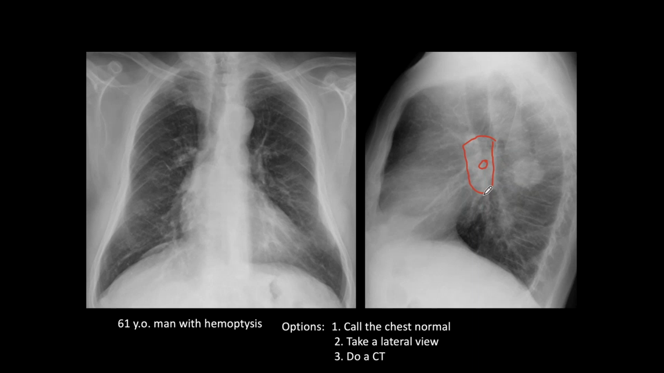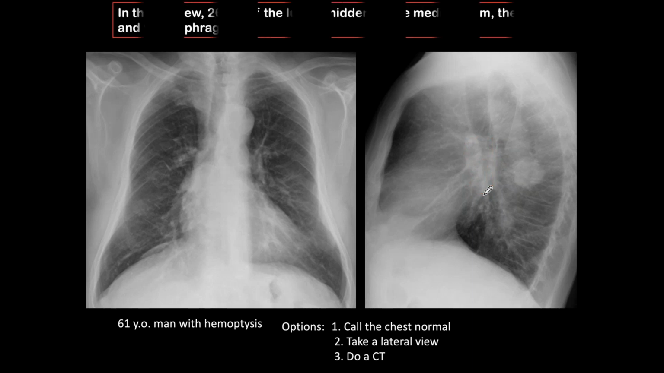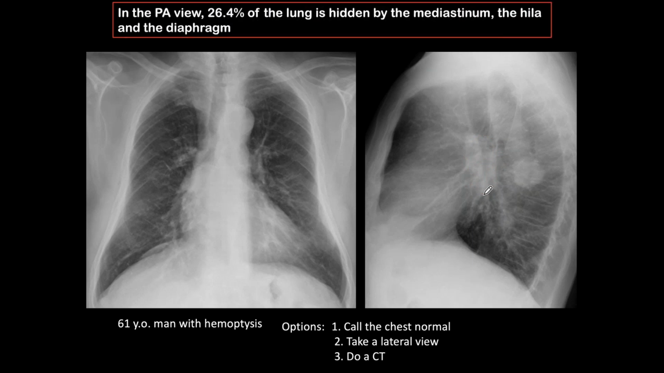I'm showing this case to emphasize that in the PA film, about 26.4% of the lung is hidden by the mediastinum, the hilar, and the diaphragm, in this area, more or less, in pink. So if you take only a PA view and you don't take a lateral, you are going to miss a little over 25% of possibilities of seeing abnormalities in the lung fields. And this is a very important role of the lateral chest radiograph.